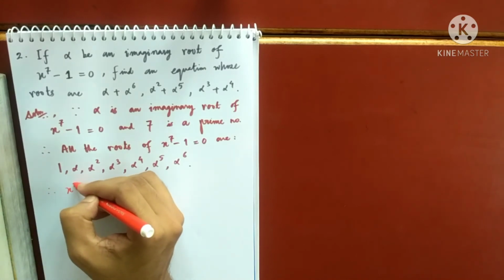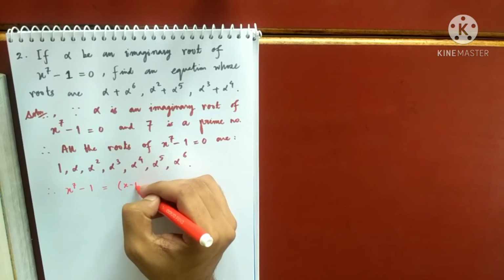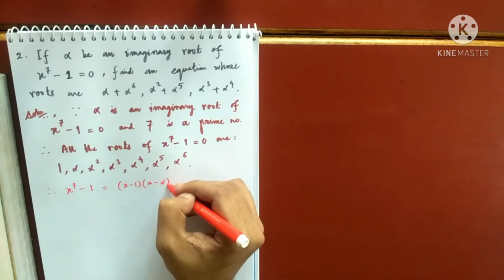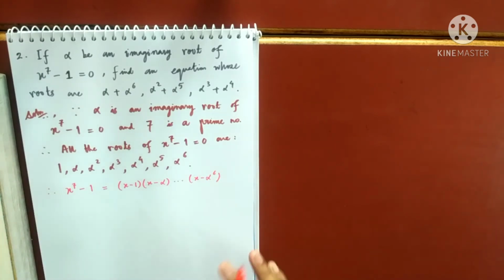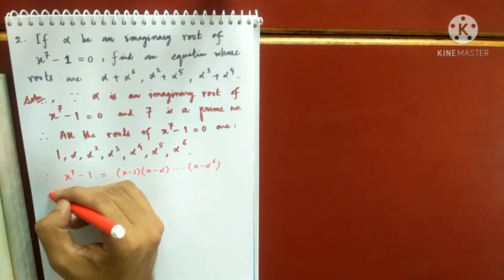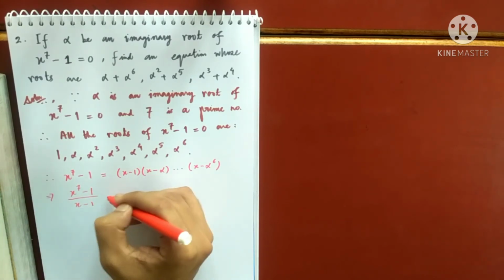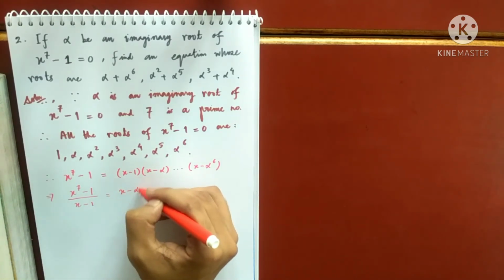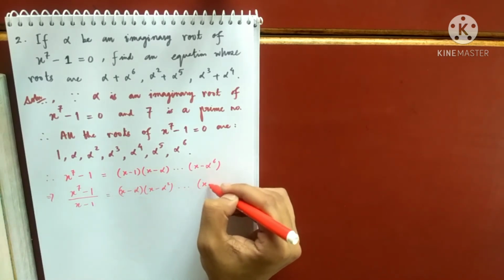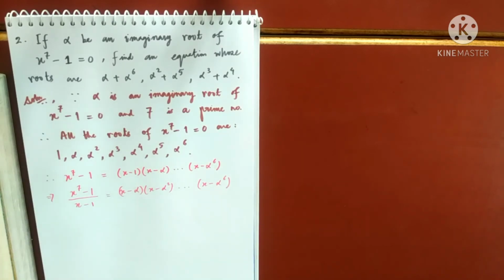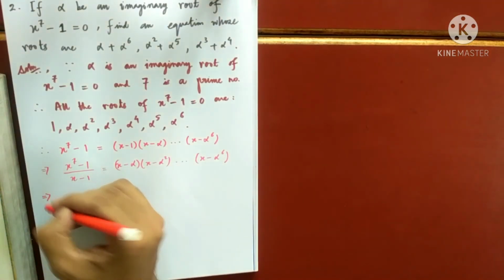therefore x to the power 7 minus 1 can be factorized again like this: x minus 1, x minus alpha. I will not write all of them. x minus alpha to the power 6. Again the same logic. I will divide by x minus 1. So x minus alpha square, x minus alpha to the power 6. After dividing, what will I get?